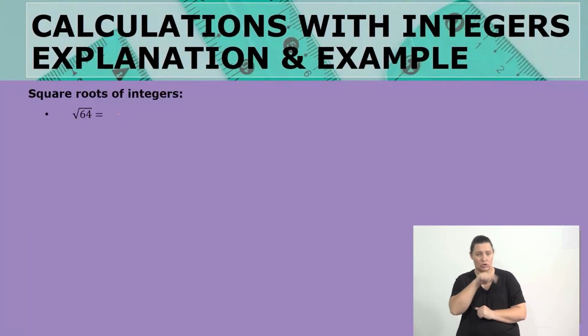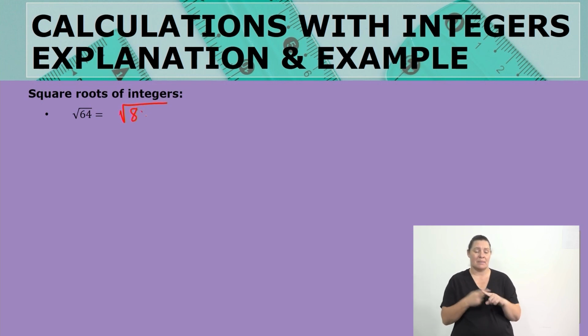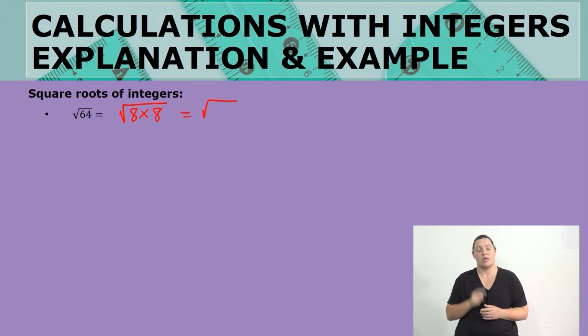So let us look at the square root of 64. Again, we know that 64 comes from 8 multiplied by 8. So that is the square root of 8 squared, and our answer there is an 8. That is the positive square root of 64.